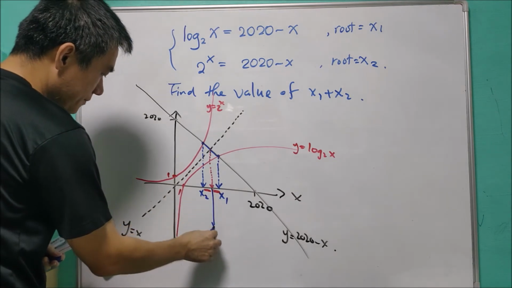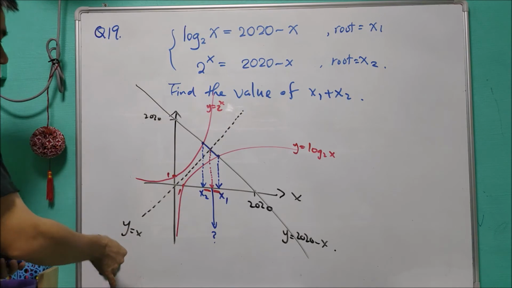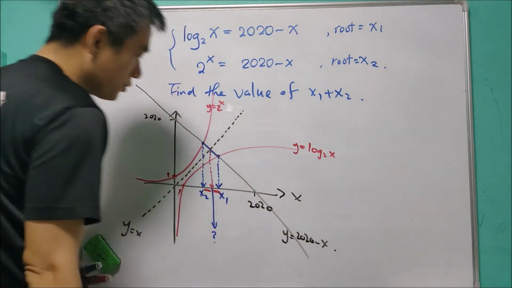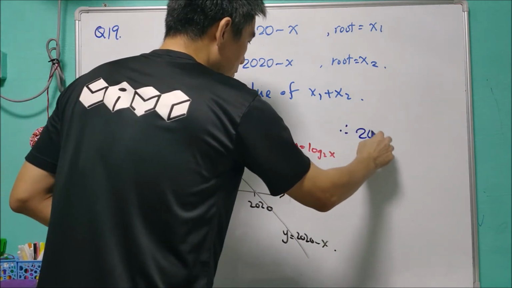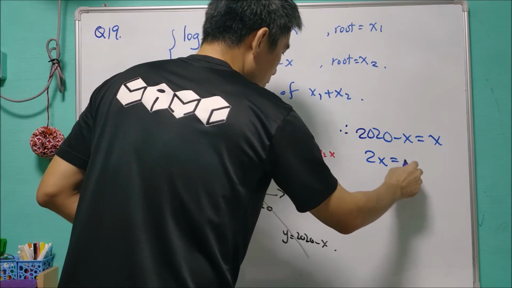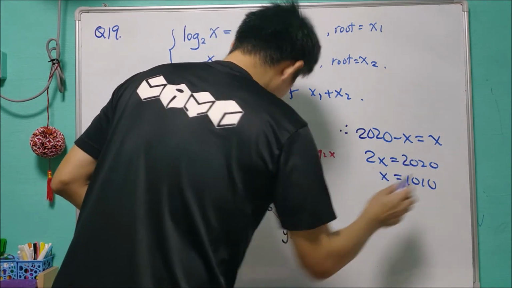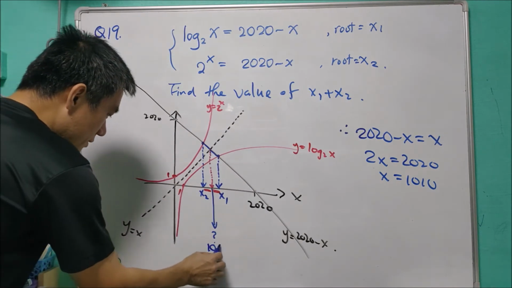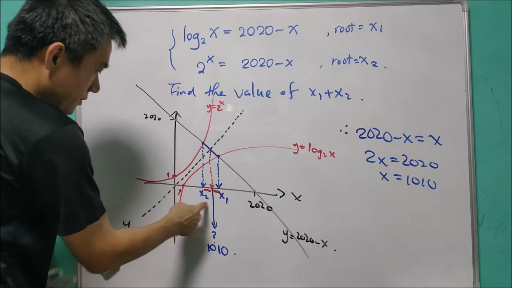What is this value? This value is actually the intersection point of y equals x and y equals to 2020 minus x. And therefore, 2020 minus x equals to x. 2x equals to 2020. x equals to 1010. So this value is 1010. And this value is 1010.